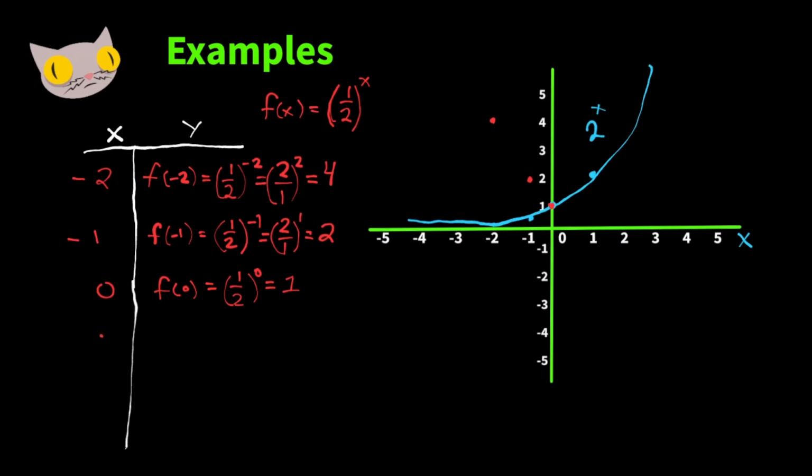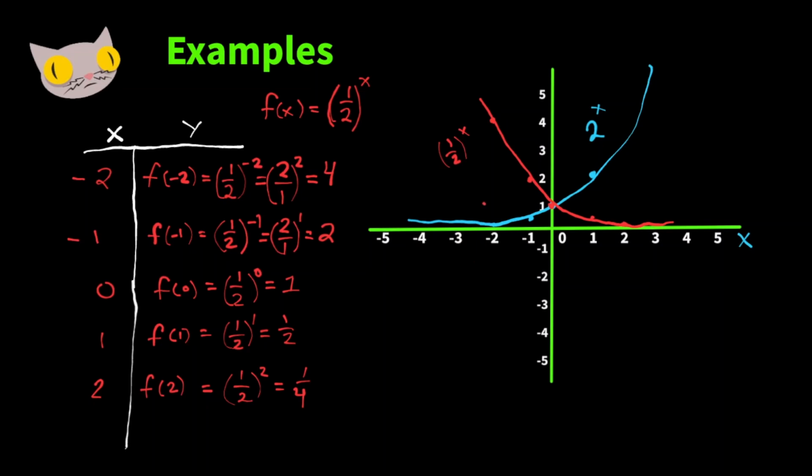Let's quickly do x is equal to 1, so f of 1, that gives us 1/2 to the first power, which just leaves us with 1/2. So at 1, we're down to 1/2. And then for 2, we have f of 2 equals 1/2 to the second power, and that gives us 1/4. So at 2, we're down to 1/4. And we'll stop there. So here's our line. If I drew these better, you would see that they're almost mirrored in a way.